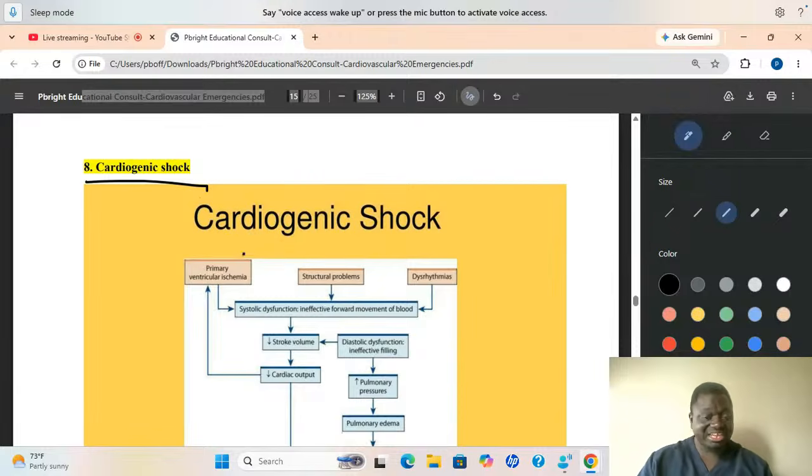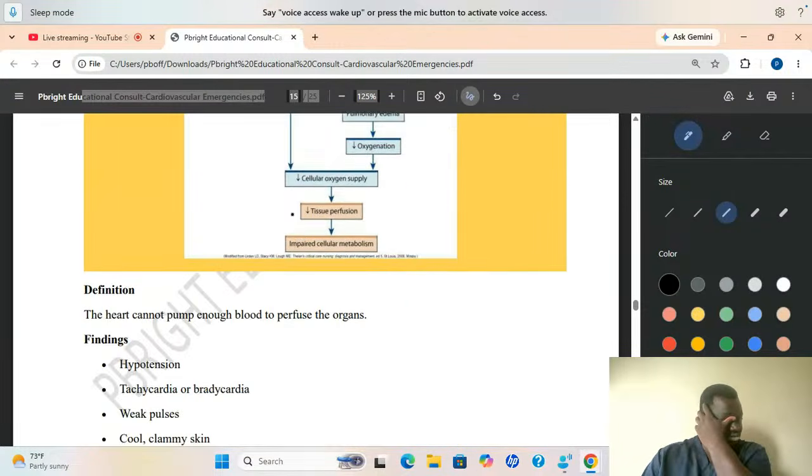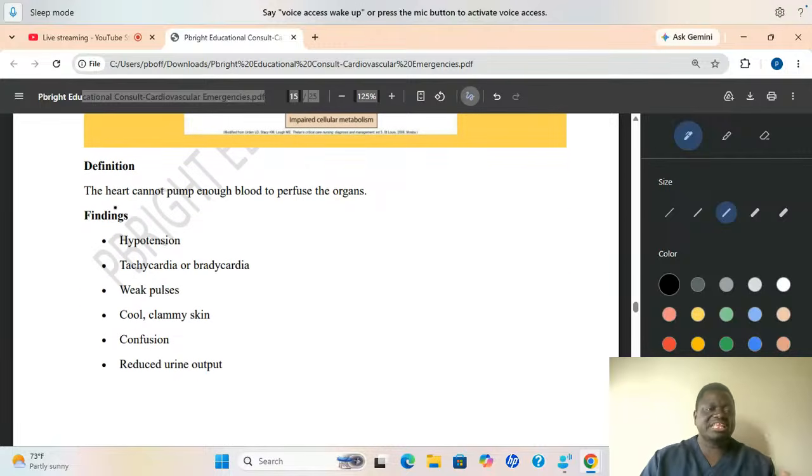Something is troubling the heart, that the heart wants to give up. Cardiogenic shock. Okay. So when you get a slide, you go through the algorithm. The heart pump cannot pump enough blood to perfuse the organs. So pump failure. Blood is still sitting in the heart. It's not going out. Okay.